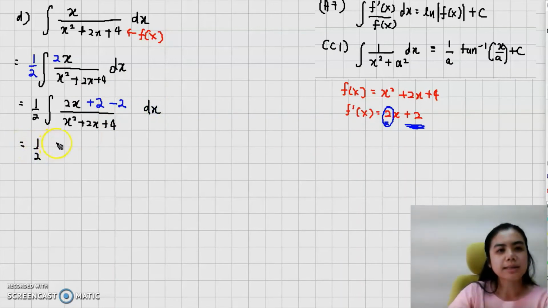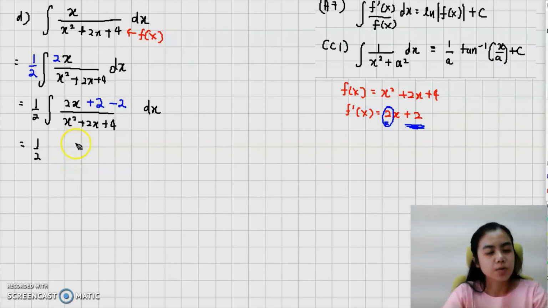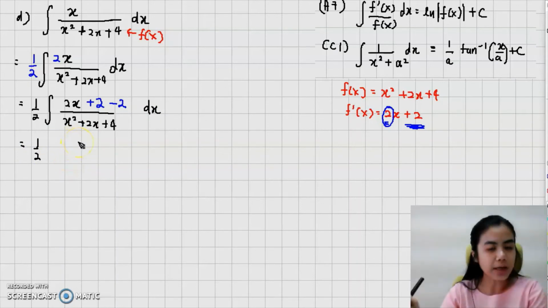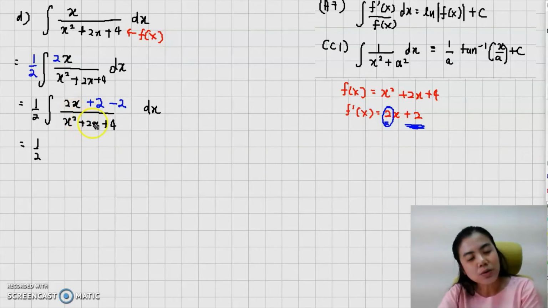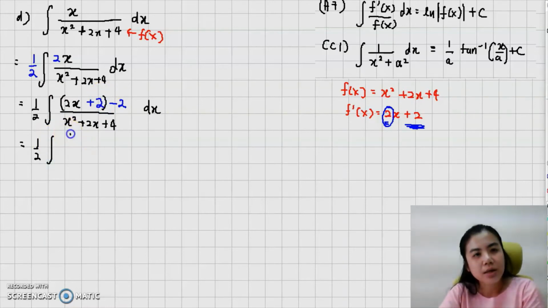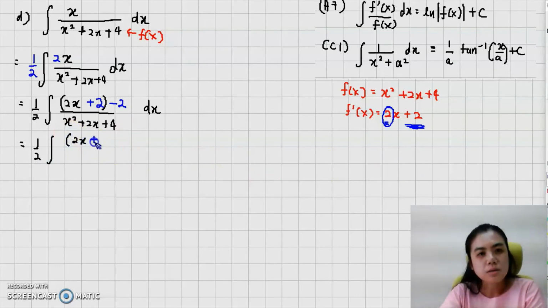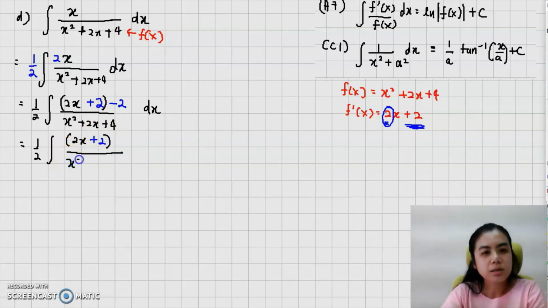So let's just look at the next line. Now you have the 1 over 2. So why do we want to do that? For the first two items that you see in here, you put in a bracket. Just put in a bracket, so you will have 2x plus 2 here, and make sure it's divided by the denominator.